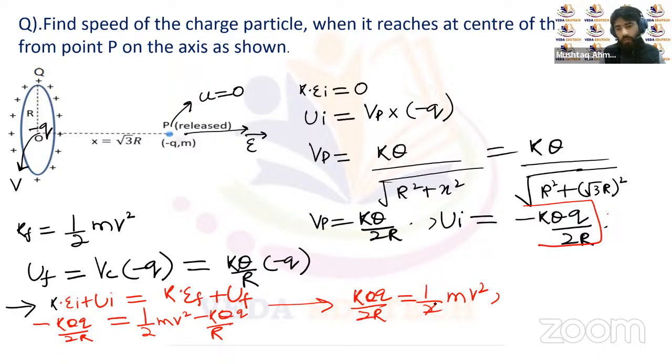2 and 2 will get cancelled. So v will be equal to under root of kQq over mR, right? So this will be the final speed at this point O, due to the force of attraction because of this ring, right? So this will be the final speed.